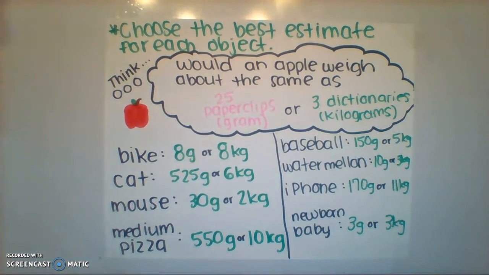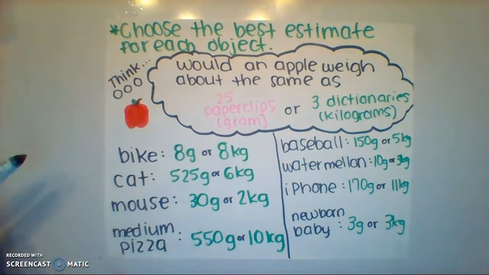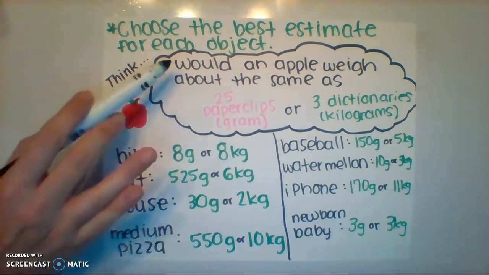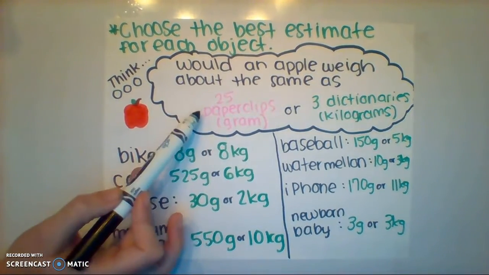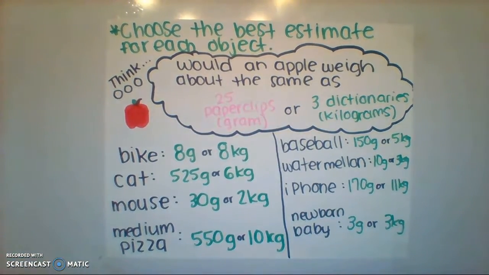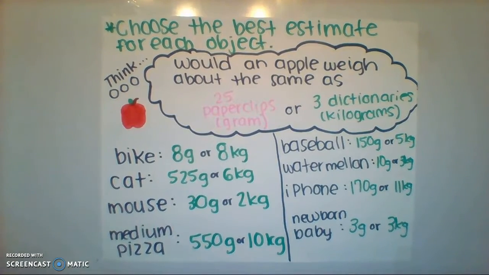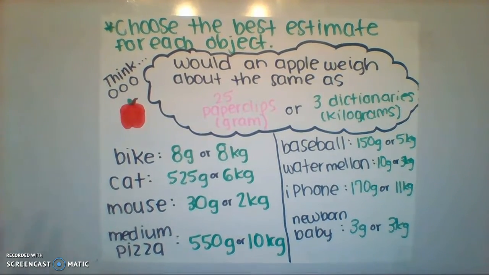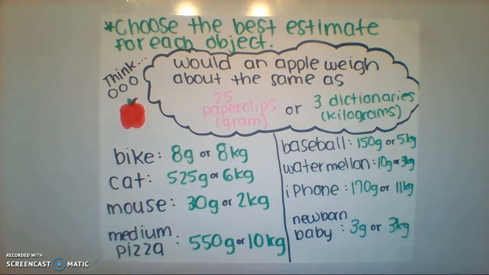All right, here are a few that we are going to do together. It says, choose the best estimate for each object. Think about it. Would an apple weigh about the same as 25 paper clips? Remember, that's grams. Or 3 dictionaries? Pause the video before you go on so that you can do your thinking for yourself, and then hit play so that we can come together and go over our answers after each one of these. Go ahead and hit pause now so you can think.